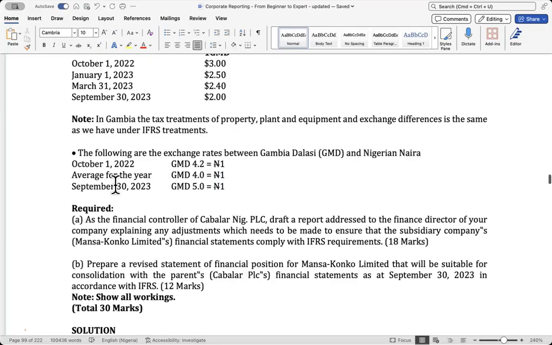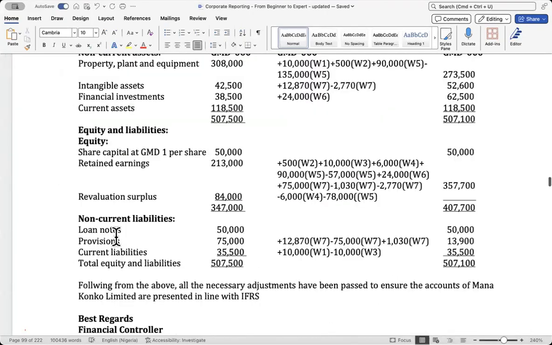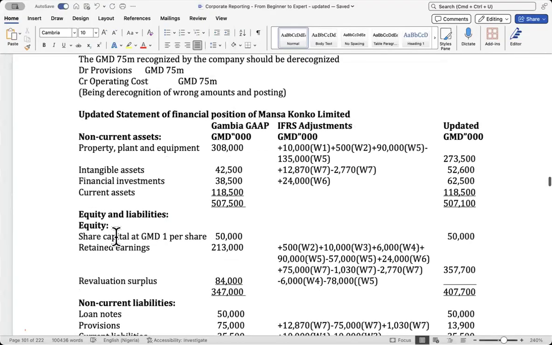Now, please, I have a question there. The B looks very complicated though, because it seems as if they say IFRS. So that means it's the adjustment you made in A that you should use to work. Yes. So if the A is not right, that means the B will collapse. Oh, definitely. Your B will not be okay.